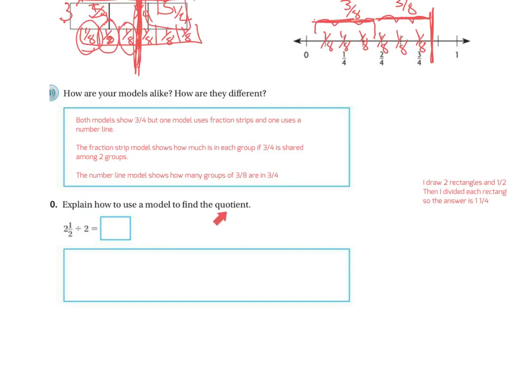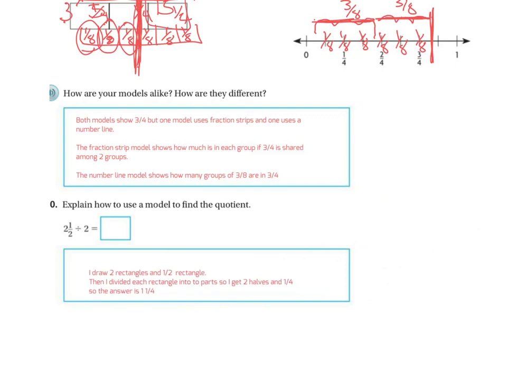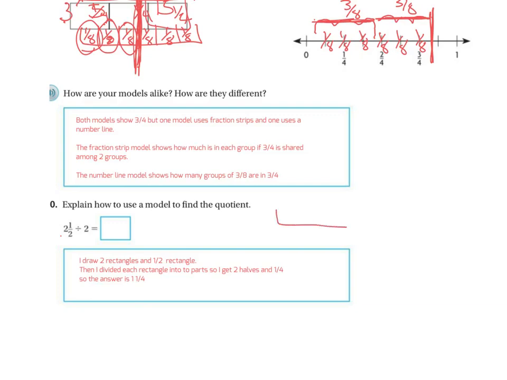Explain how to use a model to find the quotient 2 1/2 divided by 2. Well, the way you use a model is first you're going to draw 2 rectangles because that's your 2 wholes, right? So there's my 2 wholes. So I'm going to draw 2 rectangles. There's my 2 wholes. And then a half because I have a half.